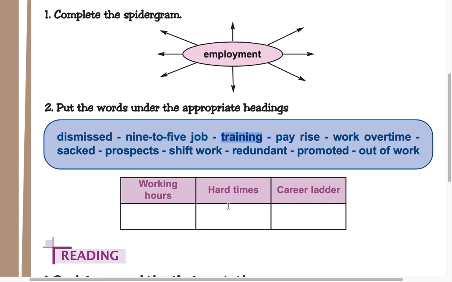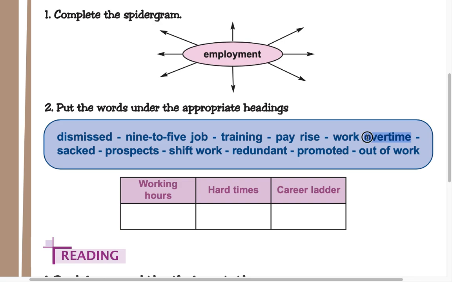Training goes under career ladder. So if you want to get a better job inside that very company or inside another company, you need to do some training from time to time to get your skills updated or to learn something new. A pay rise is related to career ladder. If you get a better job, you get a pay rise, a better salary. Work overtime.